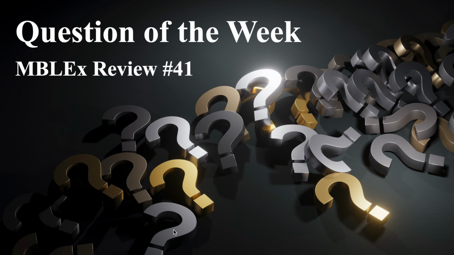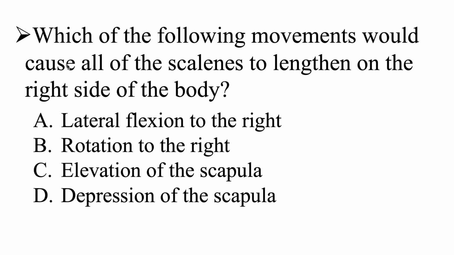All right, question of the week in MBLEx review number 41. Our question is, which of the following movements would cause all of the scalenes to lengthen on the right side of the body? Is it going to be A, lateral flexion to the right, B, rotation to the right, C, elevation of the scapula, or D, depression of the scapula?